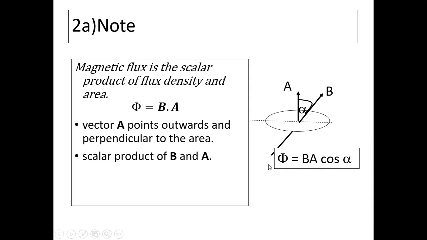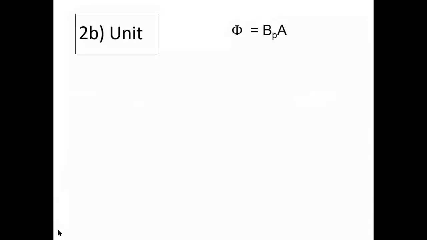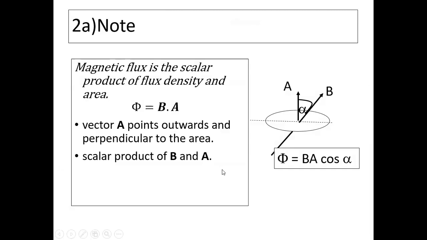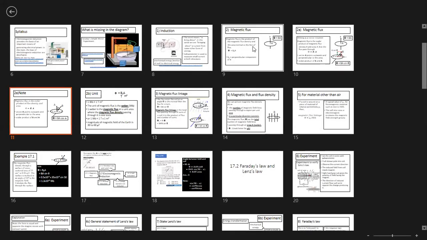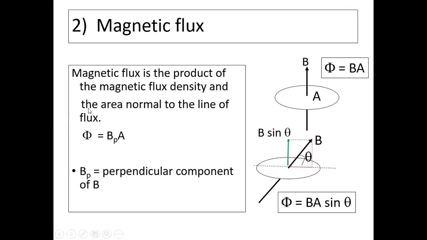Okay, so this formula is for the vector product. If you don't bother about the vector product, you basically use that definition, like sine 90. That means you want the perpendicular component to the area, the product of B and A. So in this case, the angle is theta between the B and the area.